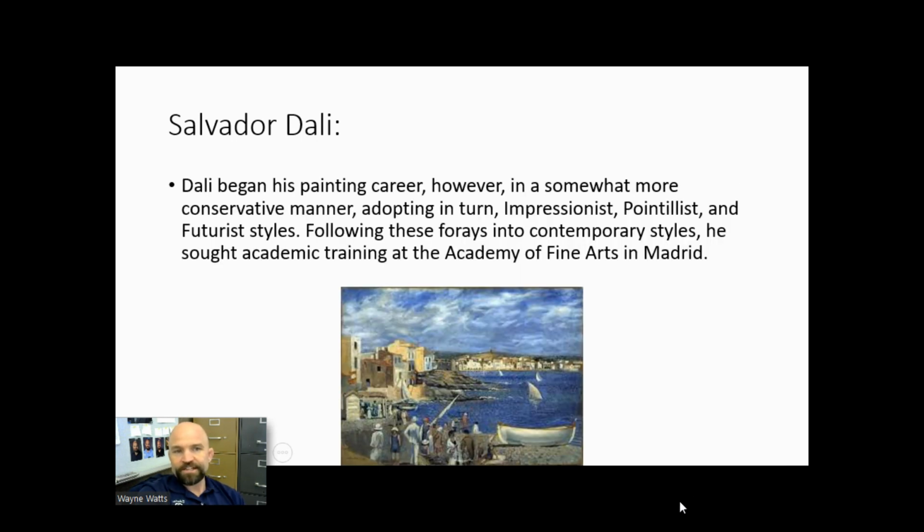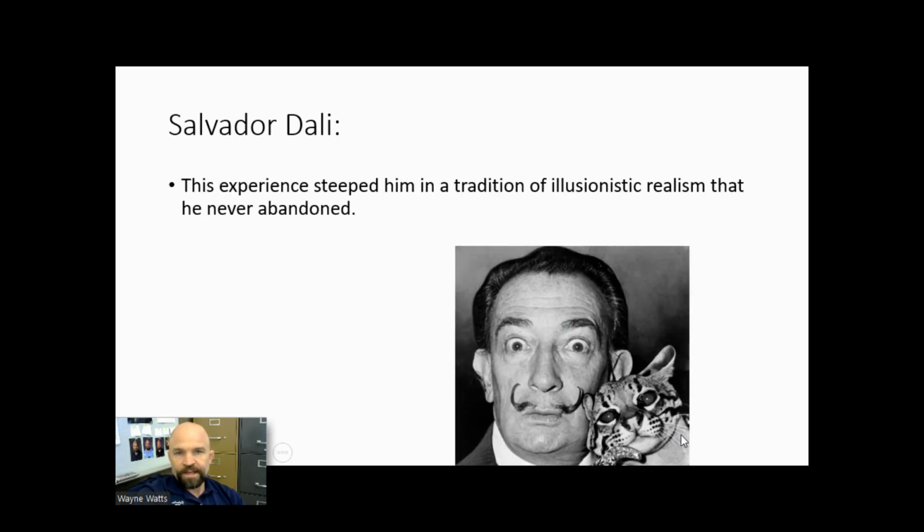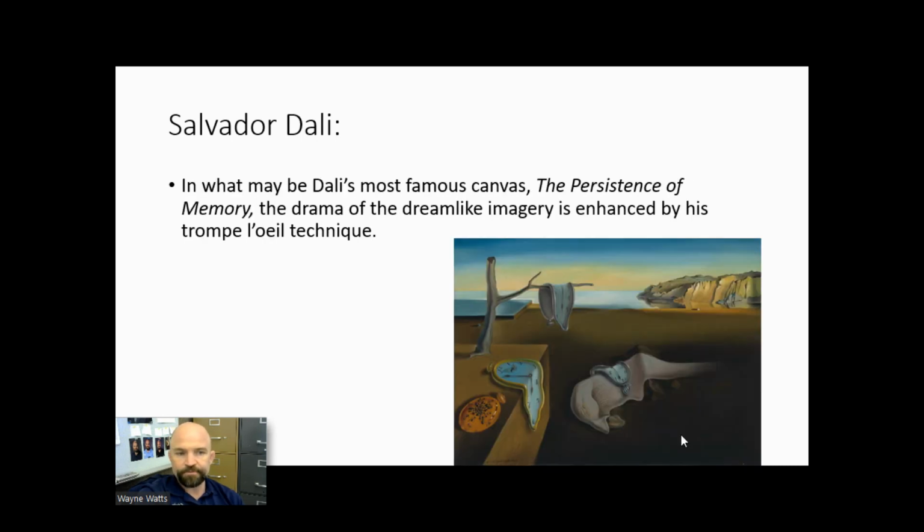Dali began his painting career, however, in a somewhat more conservative manner, adopting in turn Impressionist, Pointillist, and Futurist styles. Following these forays into contemporary styles, he sought academic training at the Academy of Fine Arts in Madrid. This experience steeped him in a tradition of illusionistic realism that he never really abandoned.